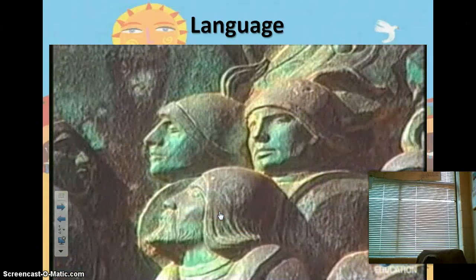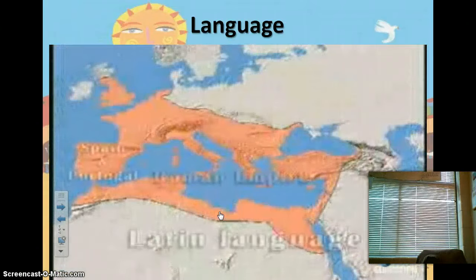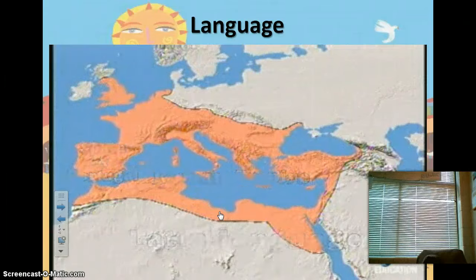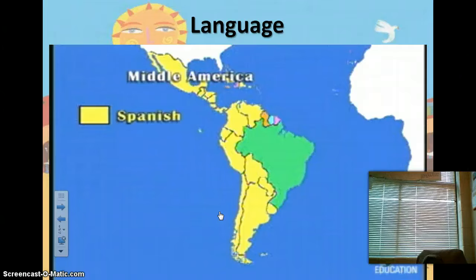The Spanish and Portuguese brought their languages, which are both based on the Latin language that was once used throughout the Roman Empire. Spanish is spoken throughout most of mainland Middle America, on the larger Caribbean islands, and in the South American countries of Argentina, Bolivia, Chile, Colombia, Ecuador, Paraguay, Peru, Uruguay, and Venezuela.